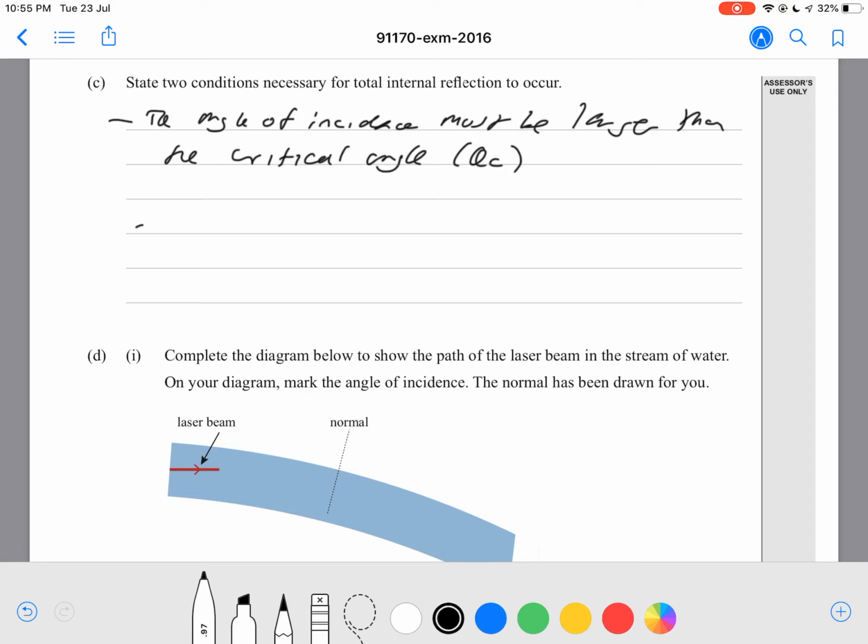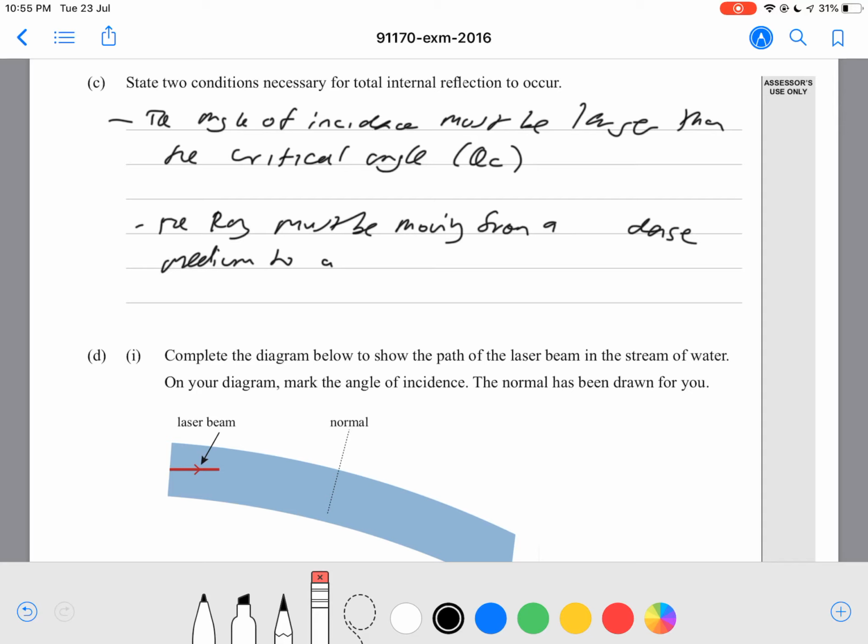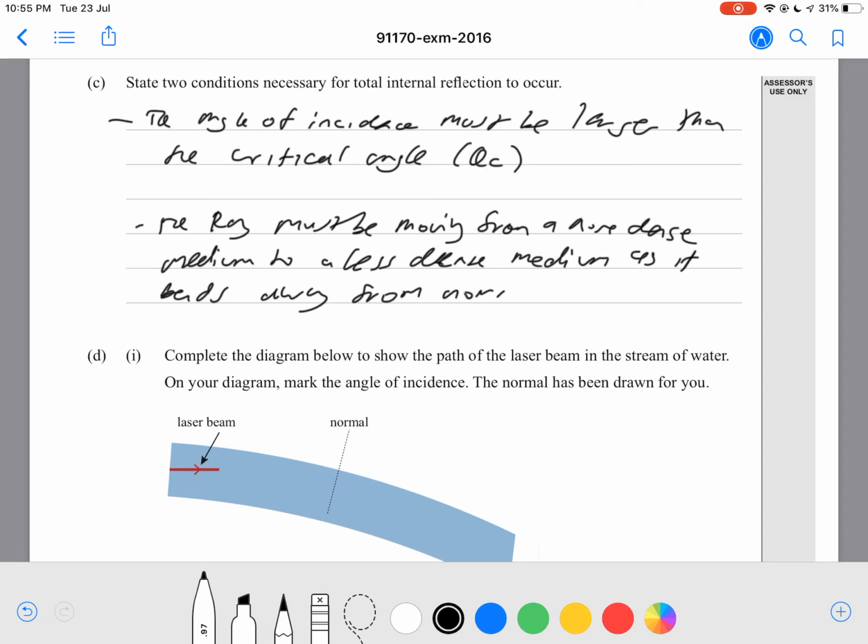That's one bullet point, and then we also need to say the ray must be moving from a more dense medium to a less dense medium, as it bends away from the normal. And that's actually all you need to do for this question, and that's your merit grade. Easy done. Merit grade done.